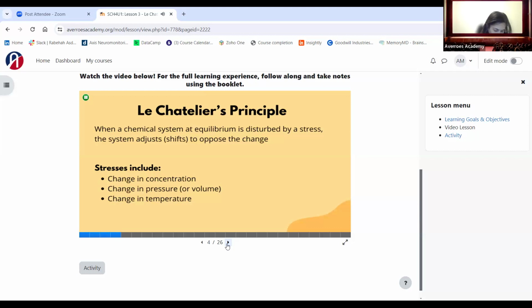And the application of this principle involves an initial equilibrium state, a shifting non-equilibrium state, and then a new equilibrium state, right? Because you have a reaction at equilibrium, you apply some sort of change, so you have a shifting non-equilibrium state, and then you have a new equilibrium state. Stresses or these changes can be concentration, change in pressure or volume, and change in temperature. So we'll talk about each of those.